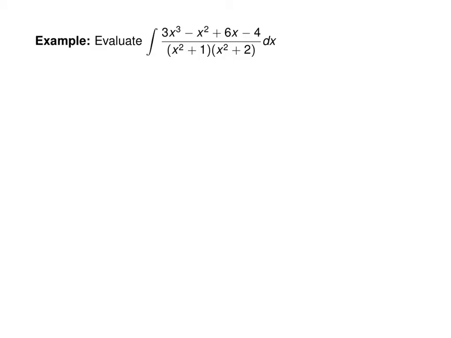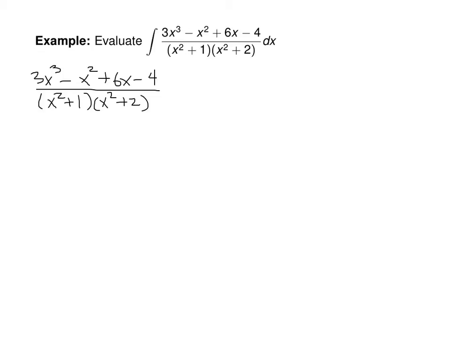So in this example, we have two irreducible quadratic factors. So finding the partial fraction decomposition is going to be a little bit tricky. So 3x cubed minus x squared plus 6x minus 4 over x squared plus 1 times x squared plus 2 will equal Ax plus B over x squared plus 1 plus Cx plus D over x squared plus 2.